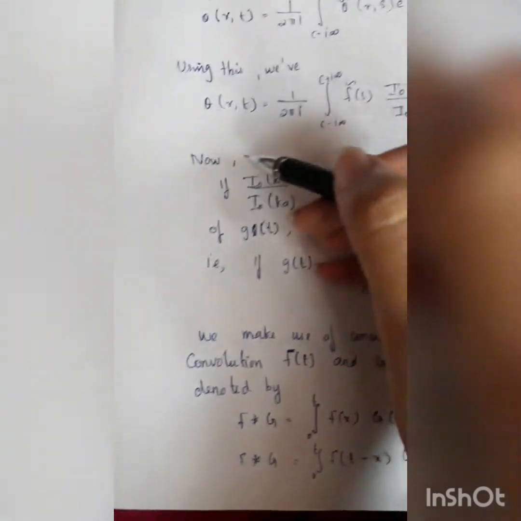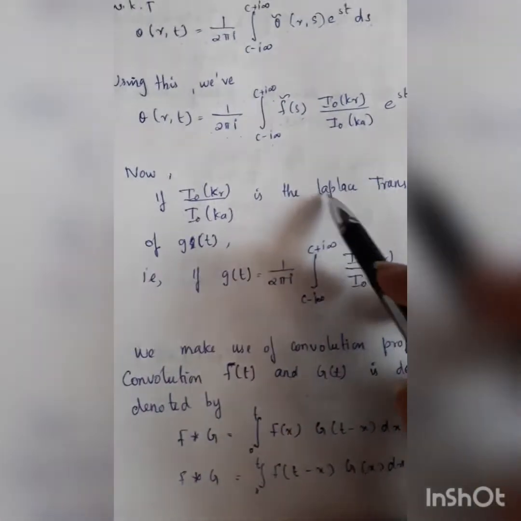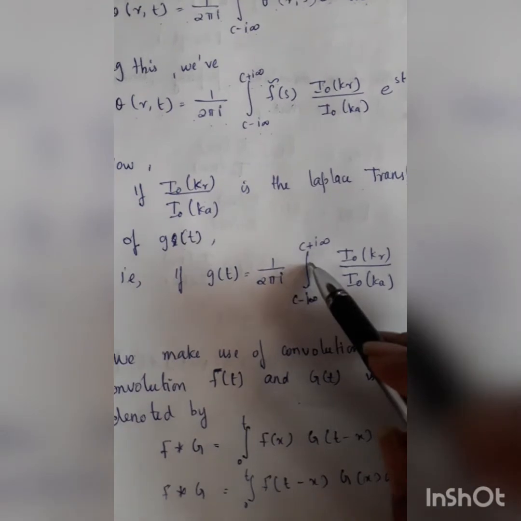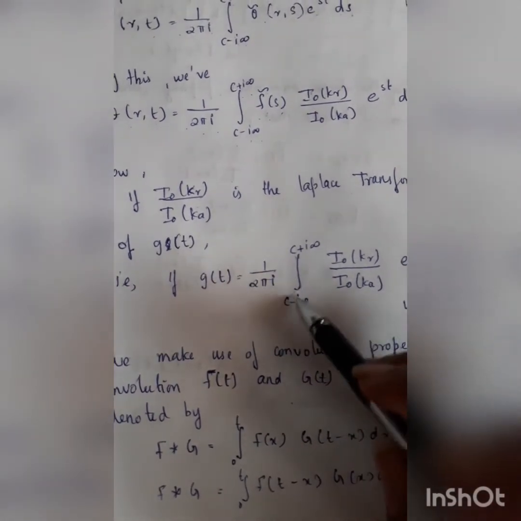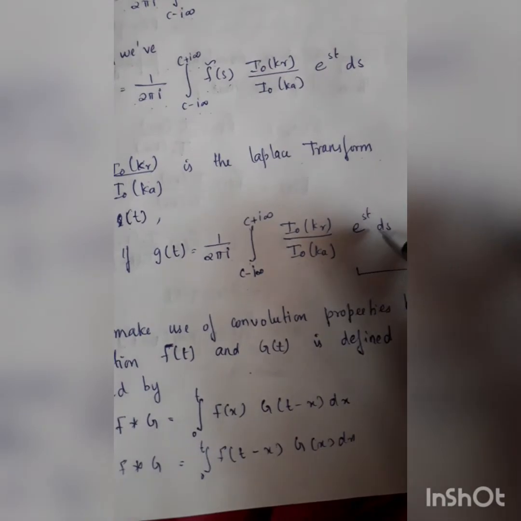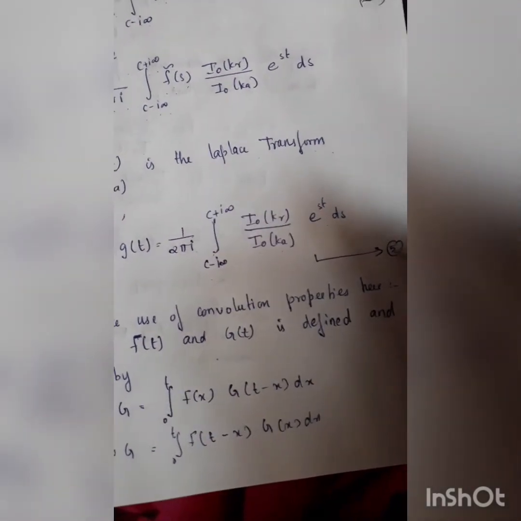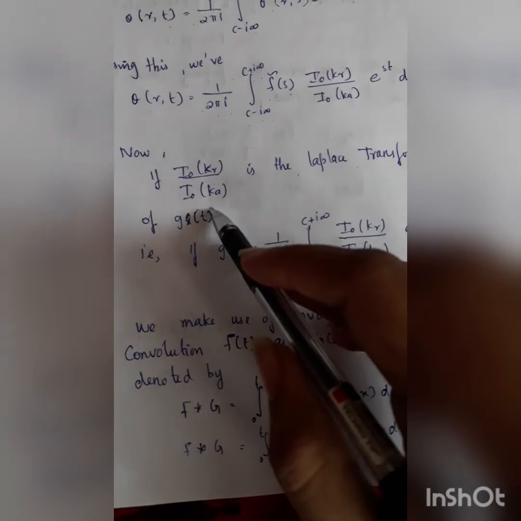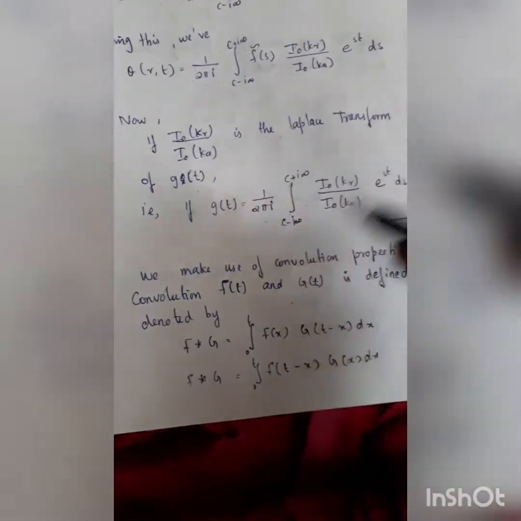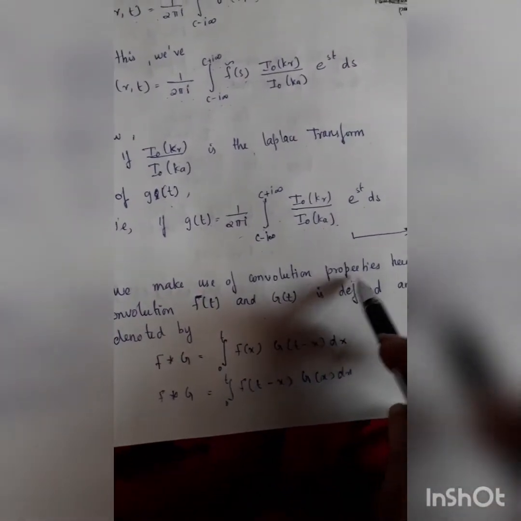Now, if I0 kr divided by I0 ka is the Laplace transform of g of t, that is, if g of t equals 1 by 2 pi i, integral from c minus i infinity to c plus i infinity, I0 kr by I0 of ka e power st ds, so if this is the Laplace transform of g of t, and g of t is equal to this, we call this equation 5. Then we make use of convolution properties here.